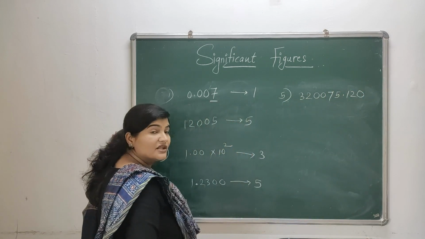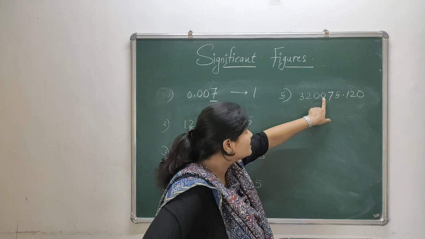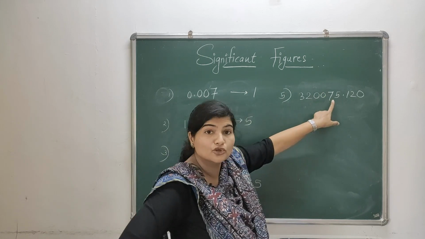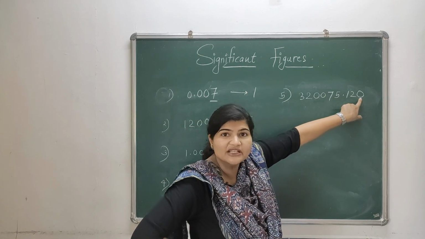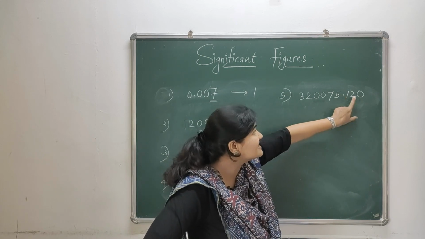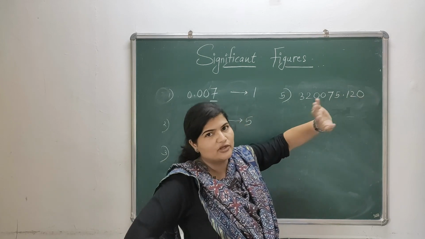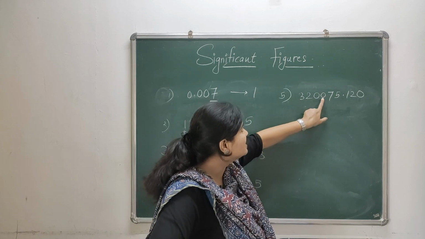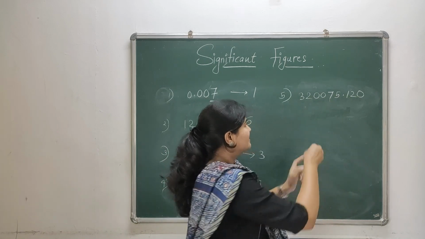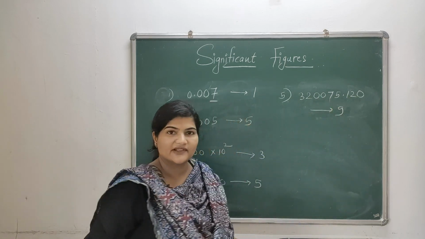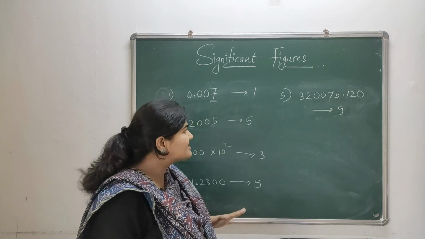Then I have 320075.120. Now see, there are two types of zeros. These zeros are in between two non-zero digits, and there is a terminal zero, but it is present on the right side of the decimal point. So we have to count all of them. So 1, 2, 3, 4, 5, 6, 7, 8, 9. 9 significant figures will be there. I hope you are understanding.